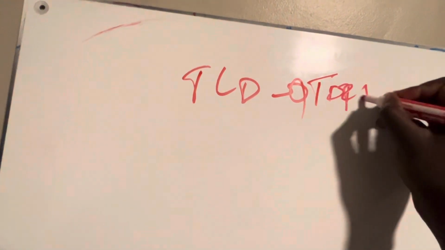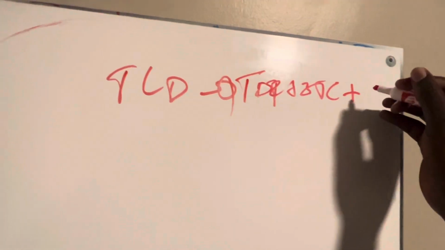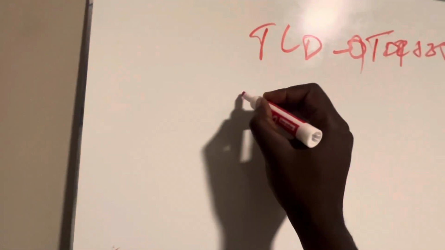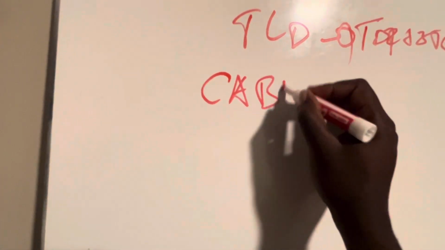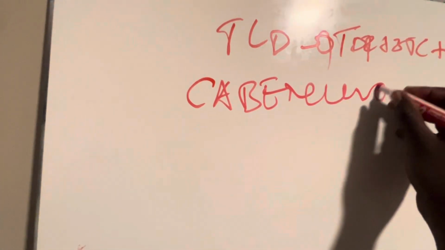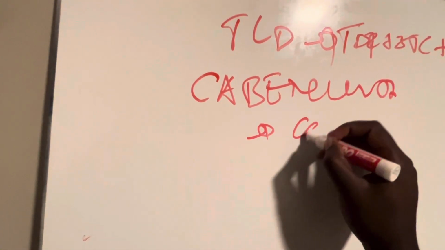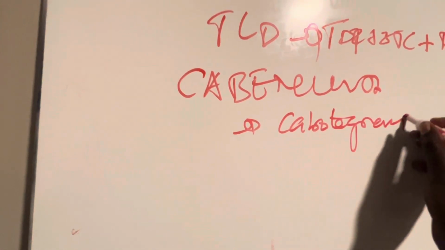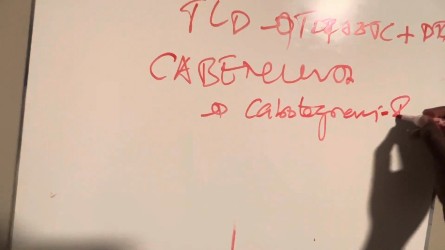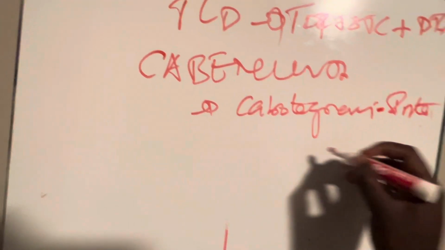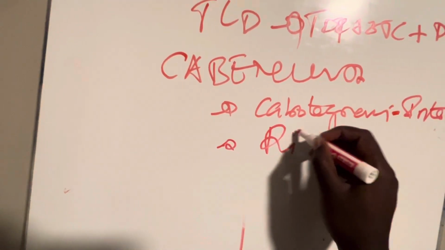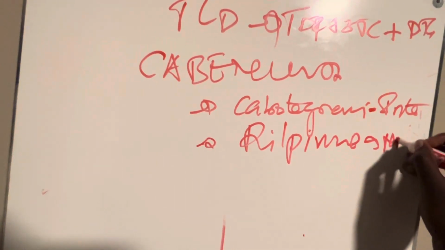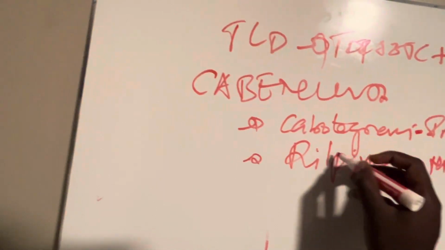And there's a combination of tenofovir plus 3TC plus DTG, dolutegravir. And also in America, we have this drug Cabenuva. Cabenuva is a combination of cabotegravir, which is an integrase inhibitor, and then we have rilpivirine, which is a non-nucleoside reverse transcriptase inhibitor.